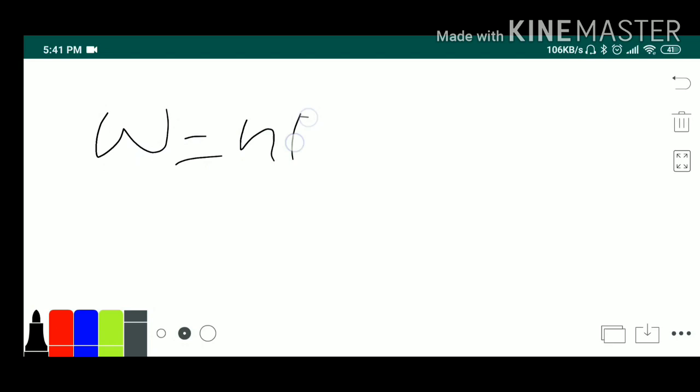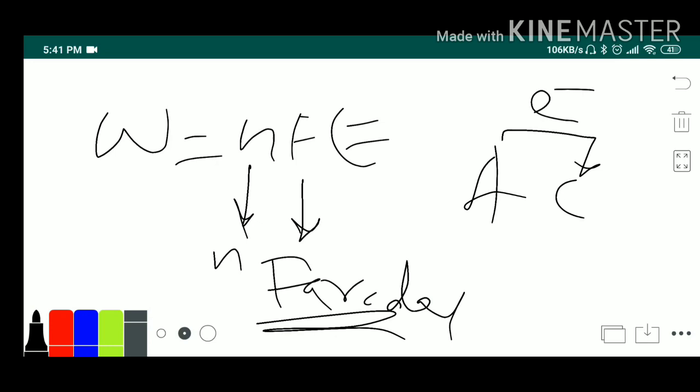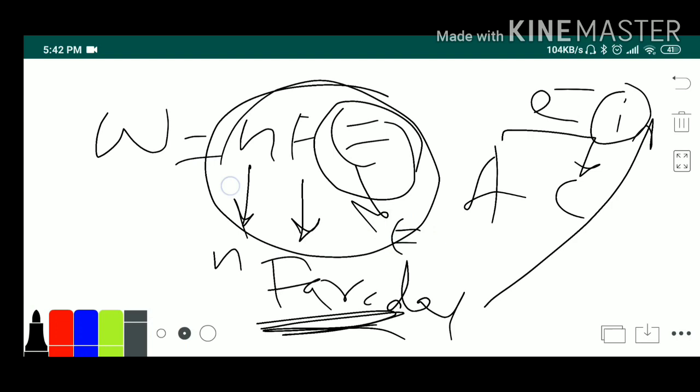What is N? Number of electrons moving from anode to cathode. F is what? Faraday's constant. To know about Faraday, just click the I button one more time, you will get this. And E is electrode potential, just now I told about this. So the total charge multiplied by its potential gives the work done. That's what it is here.